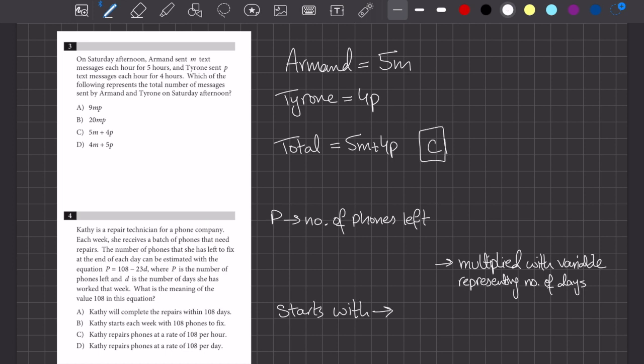Question 4 tells us that p is the number of phones left, and from the equation we can tell that 23 is the number of phones repaired per day, as it is being multiplied with a variable representing the number of days. So 108 is the number of phones Kathy starts with, so option B.